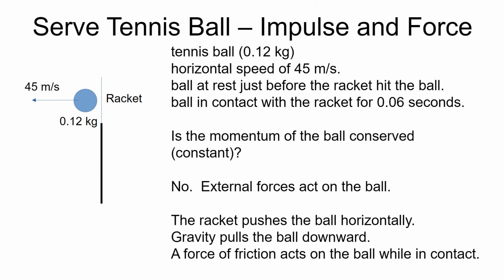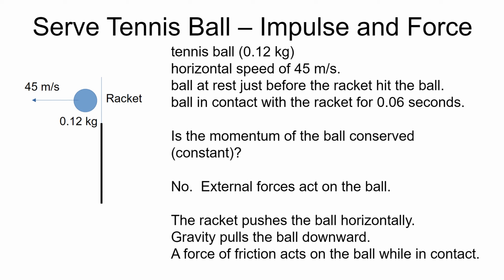So momentum is mass times velocity, so no, we don't expect the momentum to be conserved. And it's not conserved because there was an external force acting on the ball, the force of the racket on the ball. So in that situation, momentum is not conserved. So the racket force is to the left, pushes the ball horizontally. Gravity is also in play here.